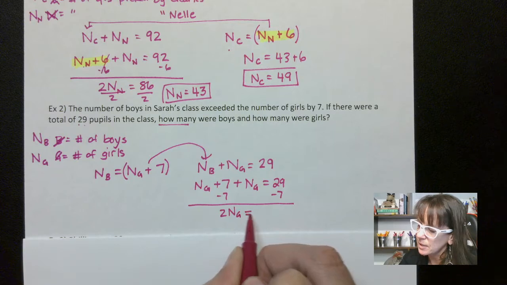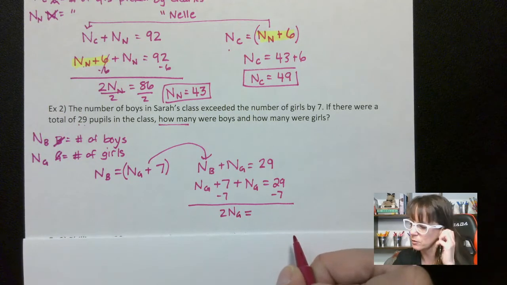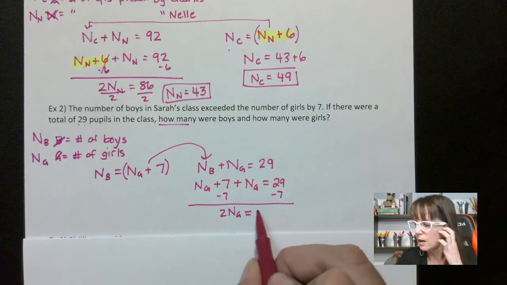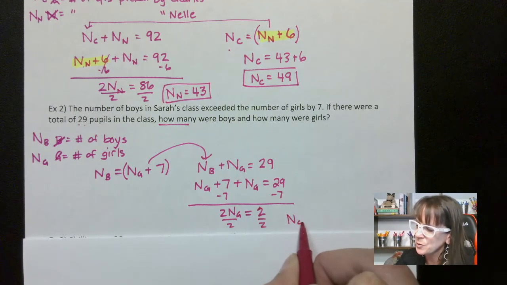I can barely see that G there. Sorry, I used to write in pencil and then students told me that it was hard to see. So that equals 2. So divide by 2, we get the number of girls was 1.